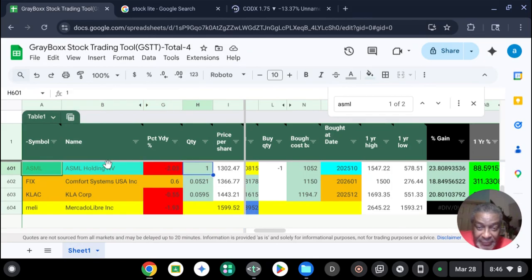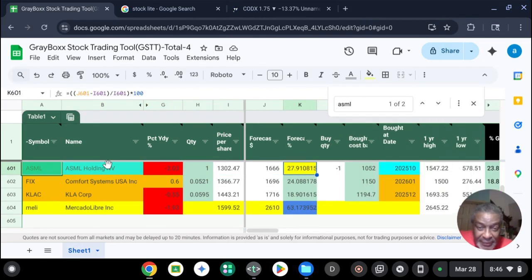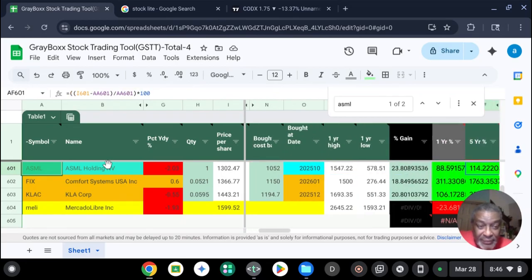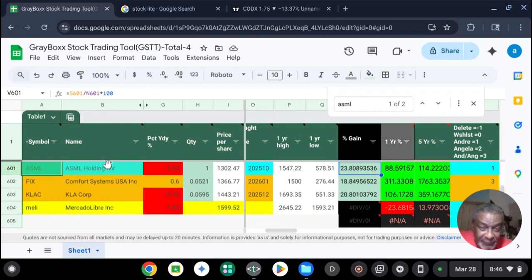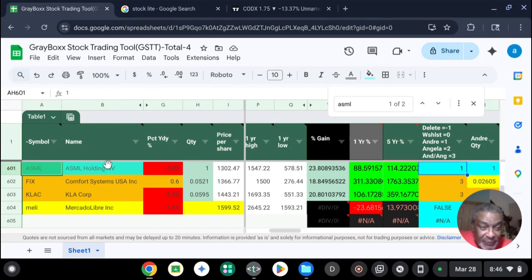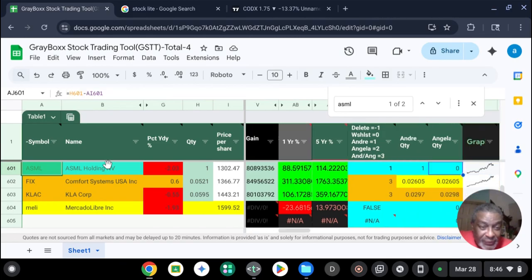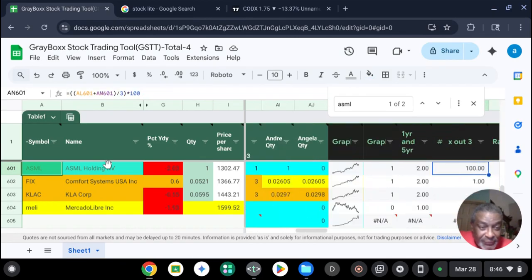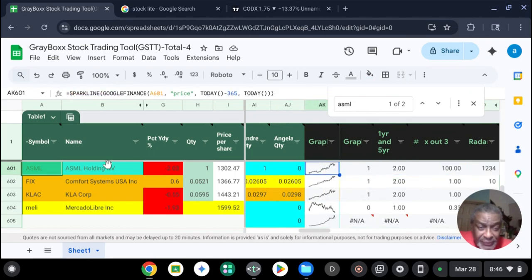The quantity that we own, the price with the forecast, and then the forecast percent, the price that we bought it at, the date we bought it, the 1 year high, low, the gain that we have from the time that we bought the stock, the 1 year percent, and the 5 year percent. And this is who owns the stock, the quantity that person in our household owns. This is our graph.